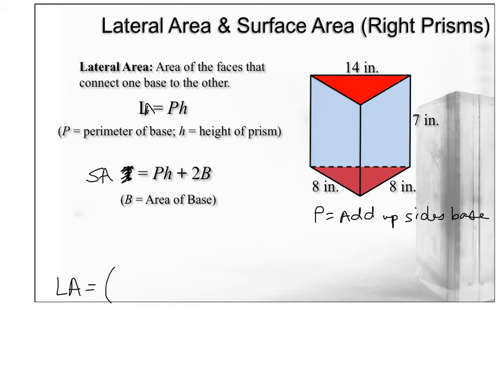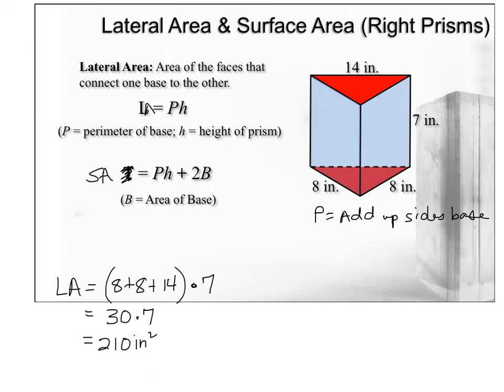Well, you'll notice I have 8 on one side, 8 on the other, and this dotted line doesn't have a number, but if you look up top, it's 14. So I'm going to add up 8 plus 8 plus 14, and then I'm going to take that times the height of the prism, which is right here, 7 inches. When I add those numbers, I get 30 times 7, which means the lateral area is 210 inches squared.